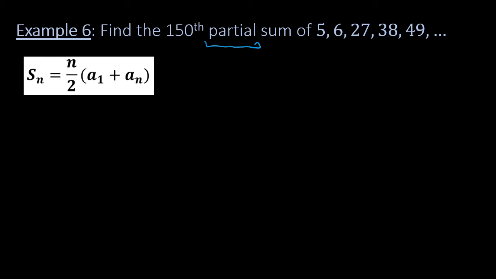So when I look at this list, if I go from 5 to 16, I'm adding 11. 16 to 27, I'm adding 11. 27 to 38, I'm adding 11. So I'm adding 11 each time, which means my common difference is 11.